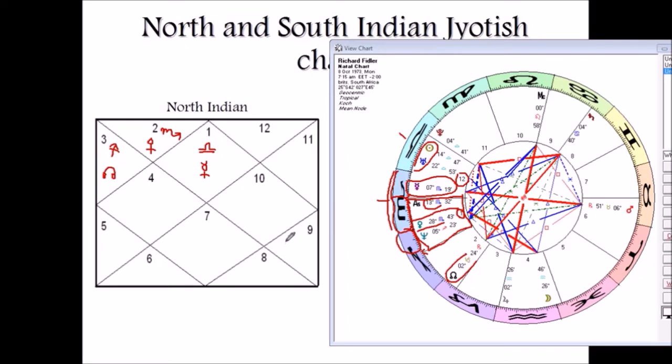By the way, the South Node is always directly opposite the North Node. And its symbol is also an inversion of the North Node symbol. Okay, now, you see here, Jupiter is at 2 degrees Aquarius.